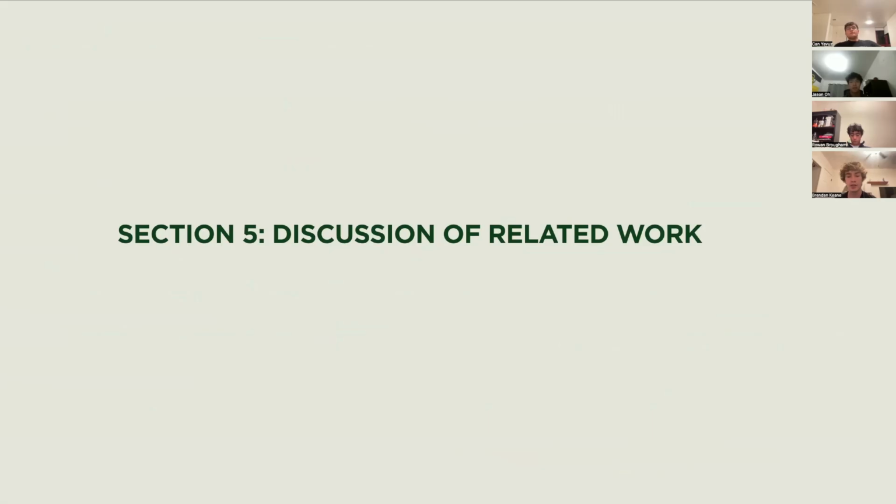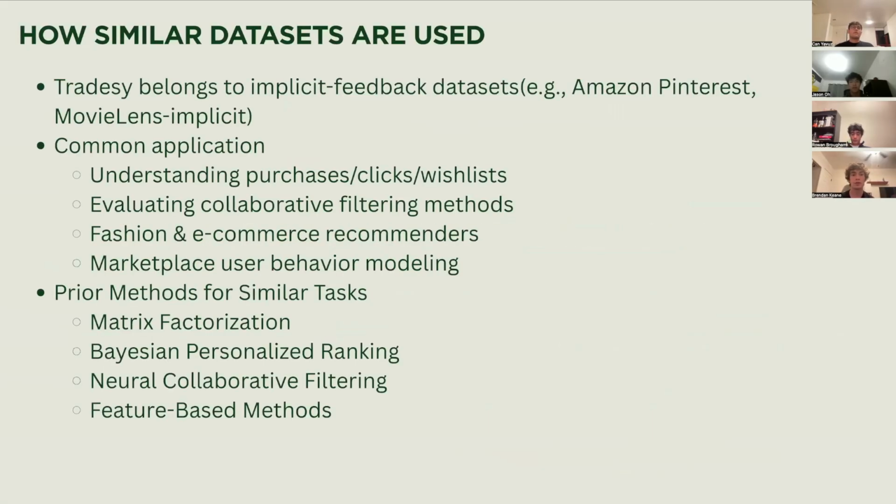Now for our final section, section 5, we discuss related work. Tradesy functions like an implicit feedback data set, similar to Amazon or MovieLens. So instead of ratings, we rely on behaviors, so purchases, clicks, and wish lists to understand user intent. These data sets are common in e-commerce, recommenders, and collaborative filtering evaluations. For similar tasks, past work often uses matrix factorization, BPR, neural collaborative filtering, and feature-based models.